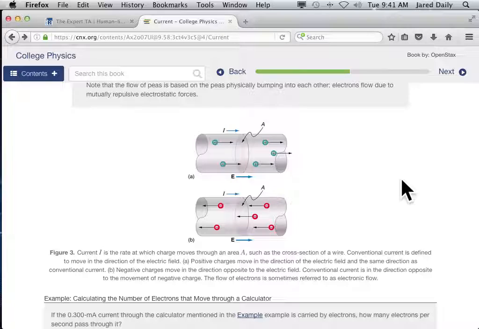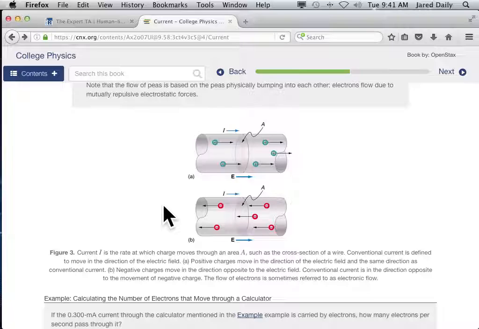In the top one, this is what we imagine. This is what Benjamin Franklin imagined was happening, where you have positive charges flowing in the direction of the current, positive charges moving along through the wire. But since we know that positive charges are connected to the actual atoms of the wire, and the atoms of the wire aren't the thing moving, then we have to assume that this is actually what's happening, that the current is flowing in the right-hand direction, but the electrons are moving in the opposite direction.